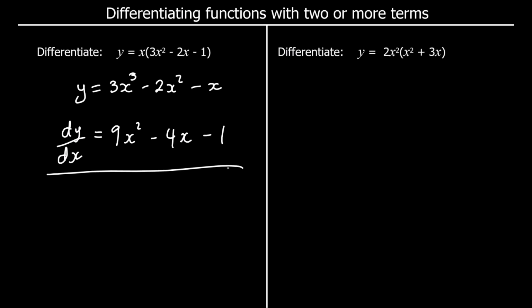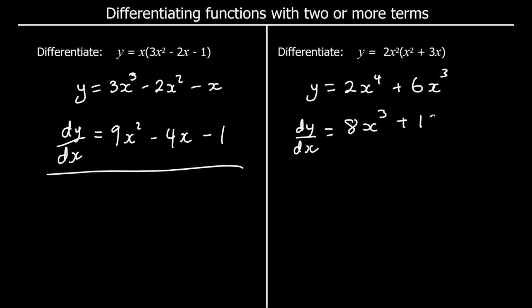One for you to try. Give this one a go. So let's start by expanding the bracket. So we've got 2x to the power of 4 plus 6x cubed. So dy/dx is going to be 8x cubed plus 18x squared.